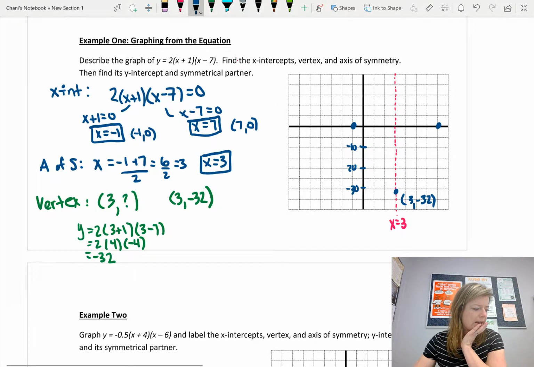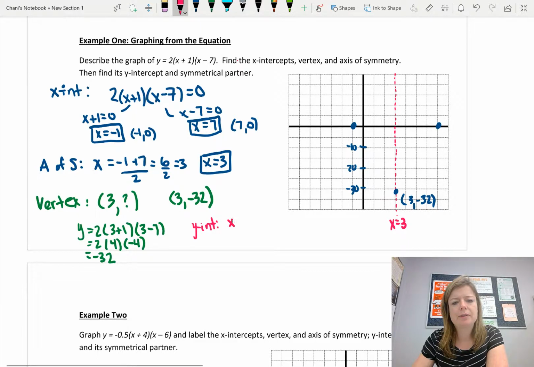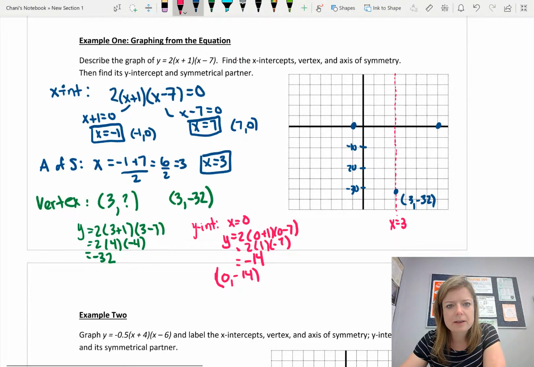Okay, now we need to find the y-intercept. Okay, so the y-intercept occurs when x is equal to 0. So then y would be equal to 2 times 0 plus 1 times 0 minus 7. So that's just 2 times 1 times -7. So that's equal to -14. So (0, -14) is our y-intercept, and that looks about right. So that's about right here.